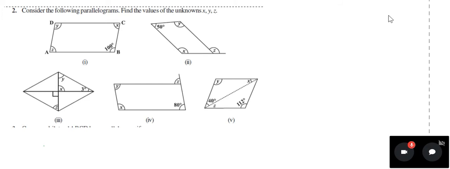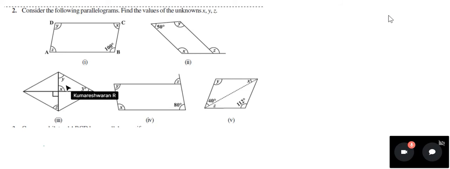Okay, consider the triangle. 90 degrees, 3 degrees. So 90 plus 3 equals 93. 180 minus 93 equals 87. So y equals 87.